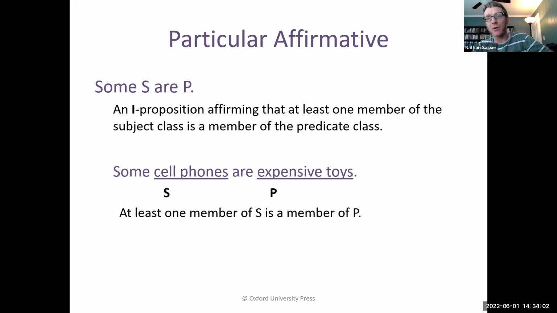So if I say some cell phones are expensive toys, that might mean that one cell phone is an expensive toy and all the rest aren't. It might mean that 2 or 3 or 4 cell phones are expensive toys and the rest aren't. It might even be the case that all the cell phones are expensive toys. The point is, some means that at least one is an expensive toy. At least one member of the subject class is also a member of the predicate class. So that's the particular affirmative.